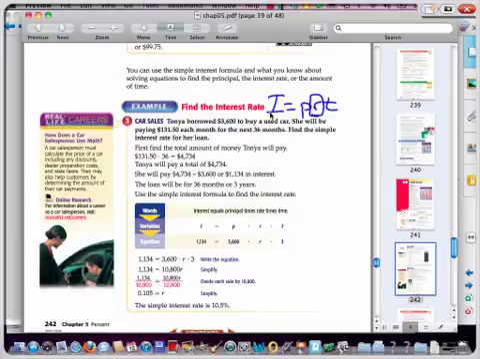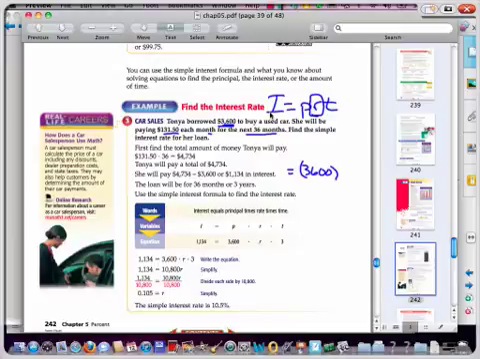It says Tanya borrowed $3,600. All right, so that's my principal. So let's plug that in, $3,600. We know that. To buy a used car, she will be paying $131.50 each month for 36 months. Find the simple interest rate for a loan.